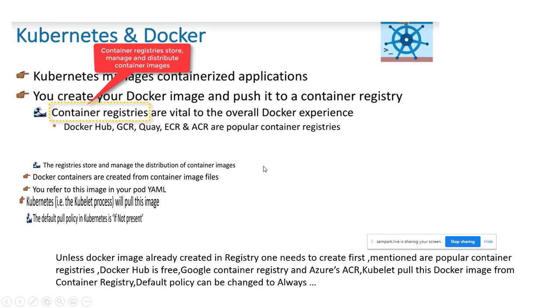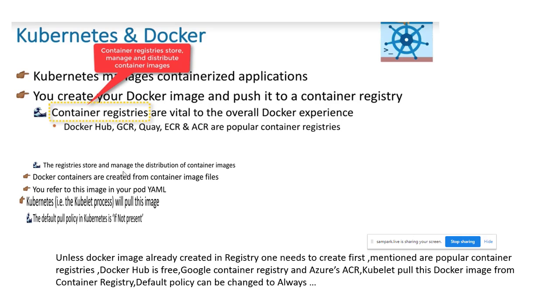So when we say I have built a Docker image and pushed it, this is the meaning of that. You create your Docker image, which contains the application, and then we push it to either Docker Hub, GCR, ECR or ACR. These are the popular ones. Basically, these registries store and manage the distribution of container images.